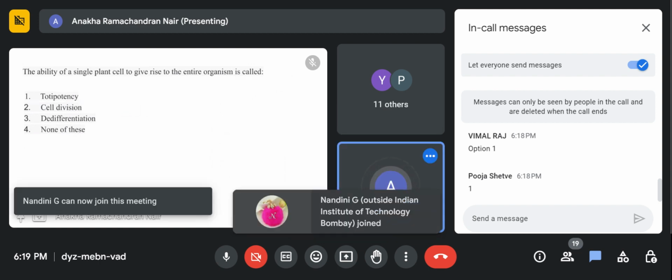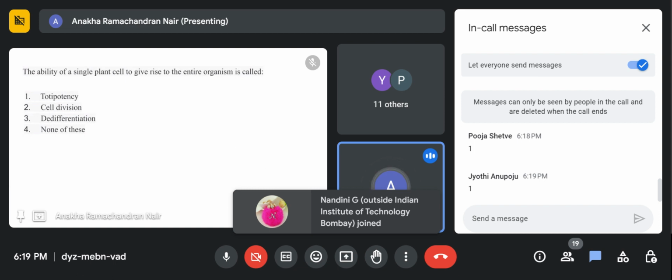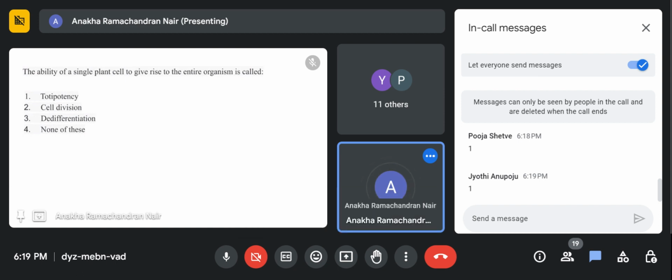Alright, the ability of a single plant cell to give rise to the entire organism is called. There are four options: totipotency, cell division, de-differentiation, and none of these. What do you think the correct answer is? Yes. So, as people are saying in the chat, the correct answer is totipotency.